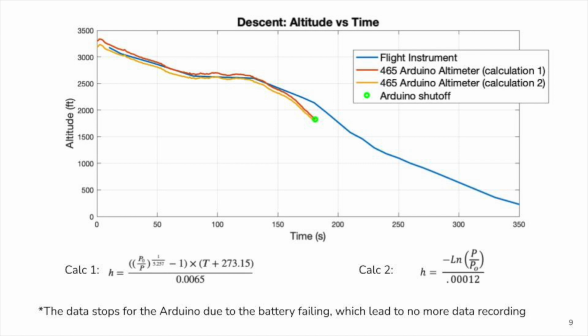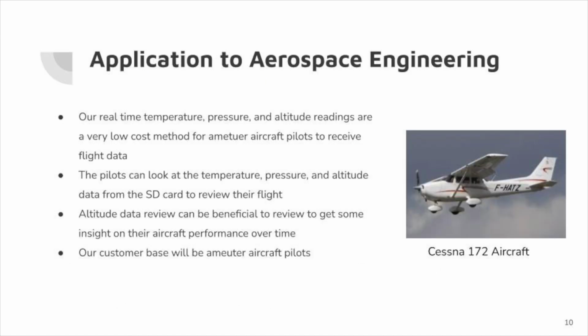Despite this, we were still very pleased with our data and actually very surprised at how well the calculated altitude from the Arduino altimeter matched the altitude as reported by the in-flight instrument. As you can observe on the plot, for the majority of the data that we collected, the Arduino calculated altitude matches almost exactly the altitude as reported by the flight instrument. The main application of this sensor will be to give real-time pressure, temperature, and altitude readings at a very low-cost method for amateur pilots. We foresee amateur pilots using this to record this data on the SD cards or the liquid crystal display, and then be able to see and track their flight performance throughout the flight.